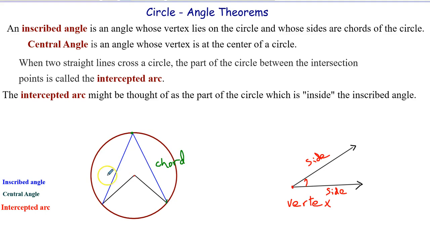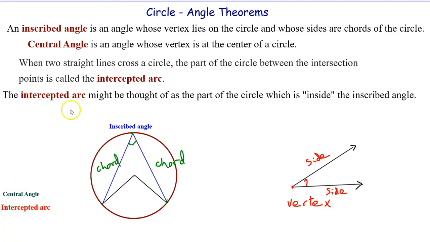This is chord 1, this is the other chord, right? And those two chords have a common endpoint. Hence, this particular angle is known as an inscribed angle. It satisfies all the conditions: an angle whose vertex lies on the circle and whose sides are chords of the circle. So those two are the chords. Alright, so you have an inscribed angle.